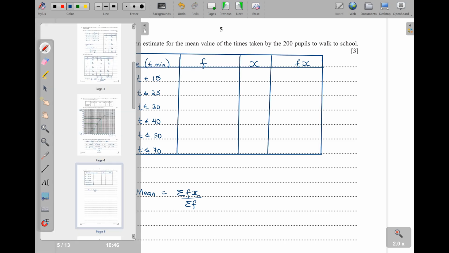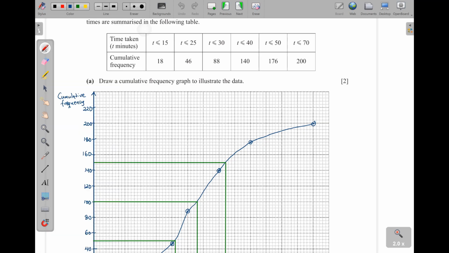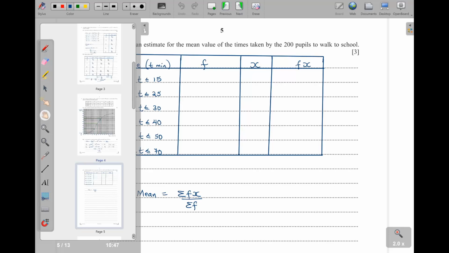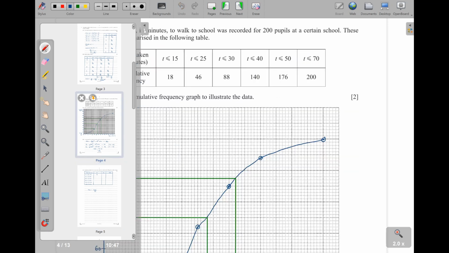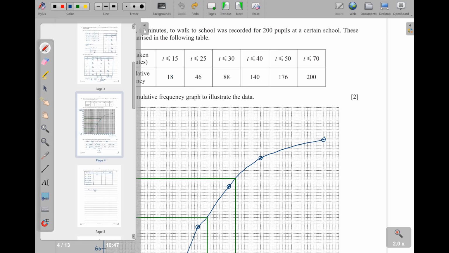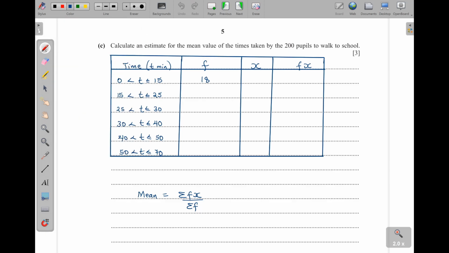Now, the first cumulative frequency is the first frequency. This one is given as 18, so I'll write here 18. And then the second one. Since cumulative frequencies are got by adding the frequencies, to get the frequencies I will subtract. So 46 minus 18, 88 minus 46, this one minus that, like that. So the next one is going to be 46 minus 18, which gives us 28.